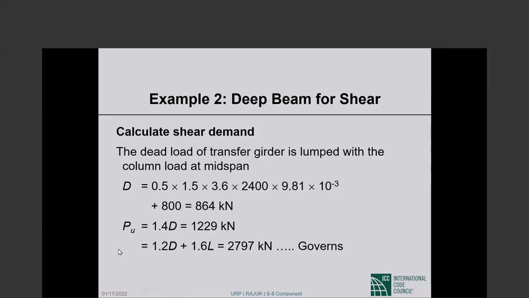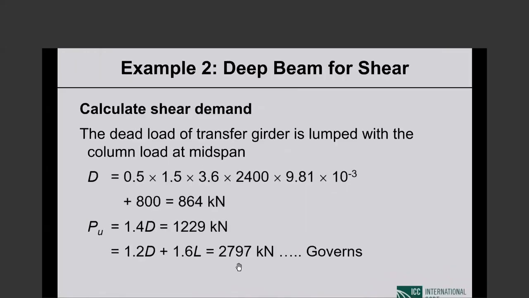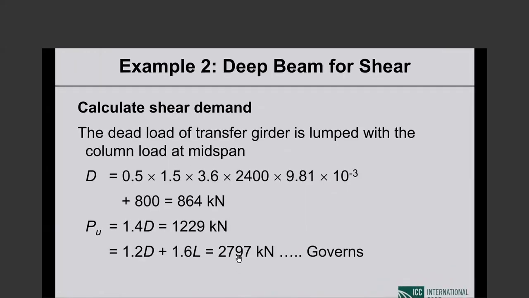So the load combinations, we have only two. 1.4 dead is that much, or 1.2 dead and 1.6 live, being 1100 kilonewtons. That gives us 2797. That is obviously the governing load case. Okay.